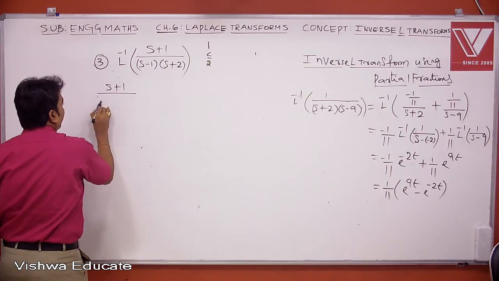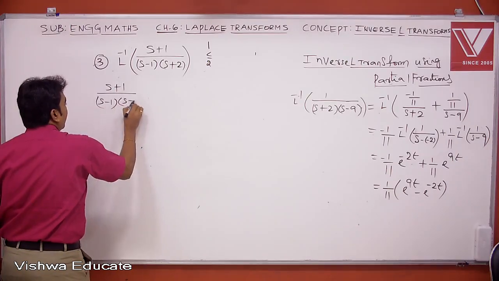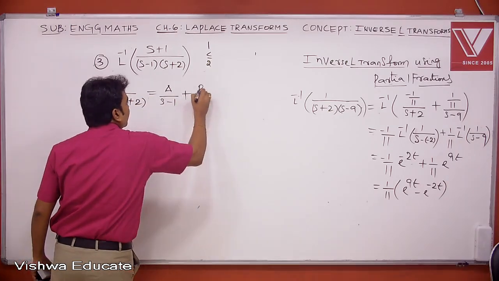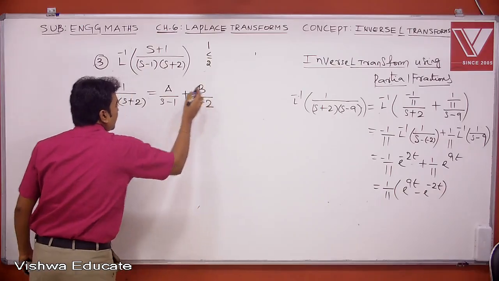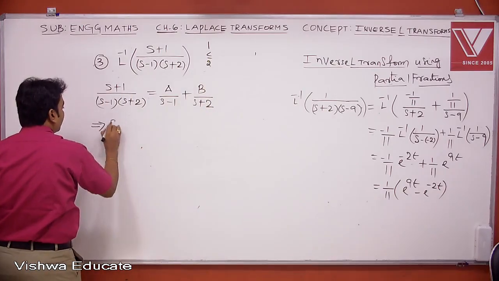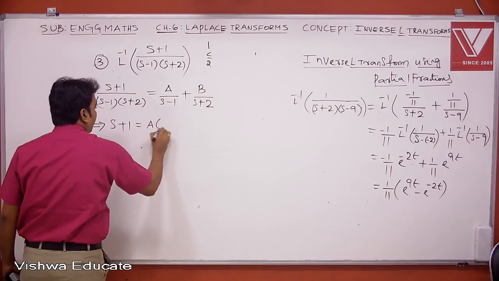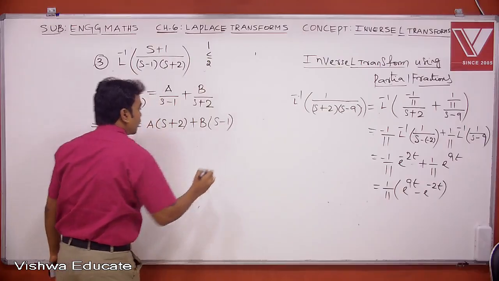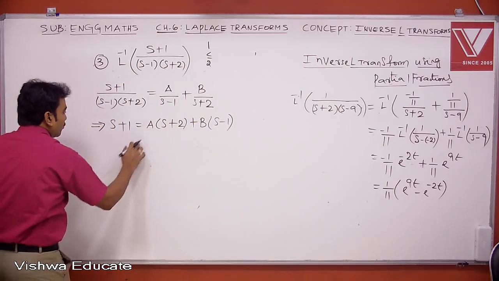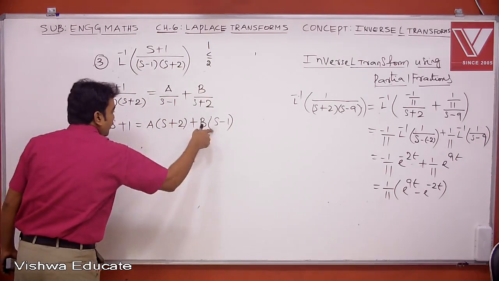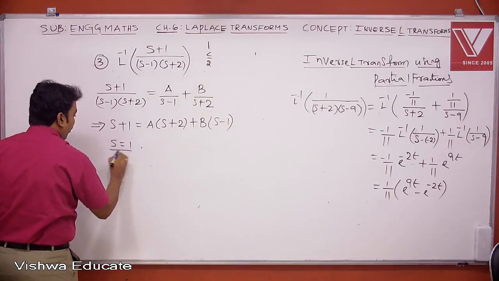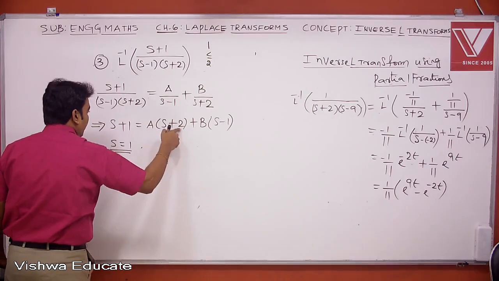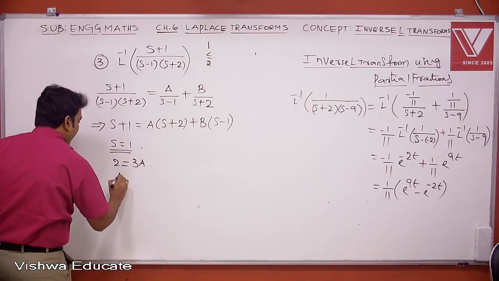s plus 1 by s minus 1 into s plus 2 equal to a by s minus 1 plus b by s plus 2. So cross multiply and cancel a few terms. We get s plus 1 equal to a into s plus 2 plus b into s minus 1. Now to get a value, I will take s value 1. When you take s value 1, this becomes 1 plus 1, 2, so this is 1 plus 2, 3, 3a. So a becomes 2 by 3.